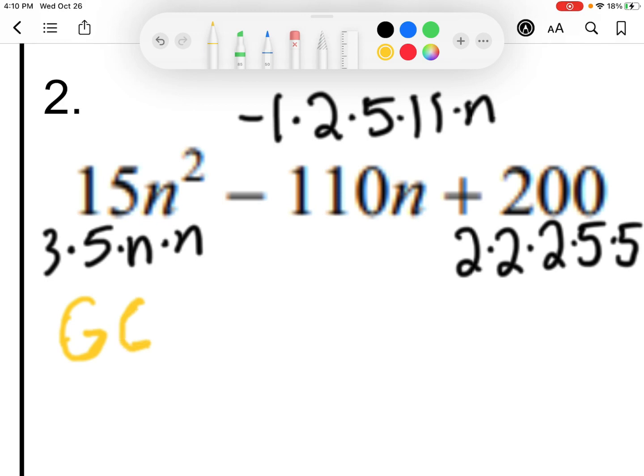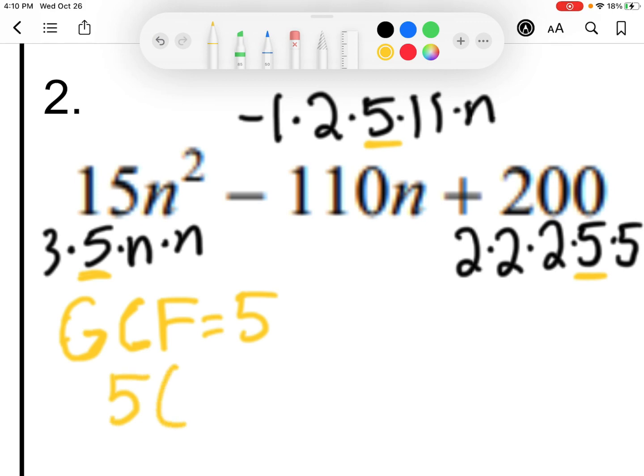So our greatest common factor, and I don't know why my pen is messing up today. It's going to be made by, there I see a 5 in all of these. I do not see an n in all of them. I do not see a 2 in all of them. So I know it's 5.